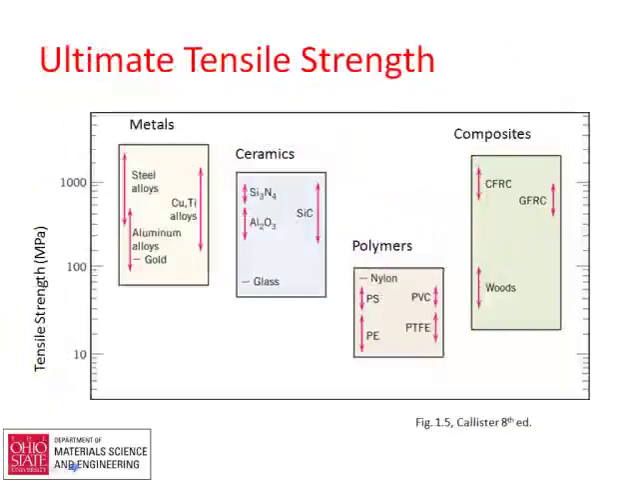We can do the same thing for ultimate tensile strength. Metals and ceramics are pretty good. Polymers are generally not so good. There are some advanced polymers, things like these Dyneemas, that are starting to get actually quite good. We can measure that. And then composites out here at the end.